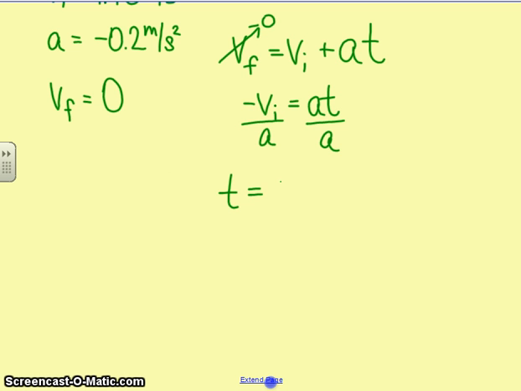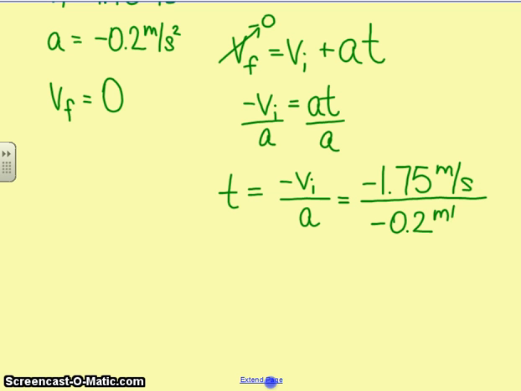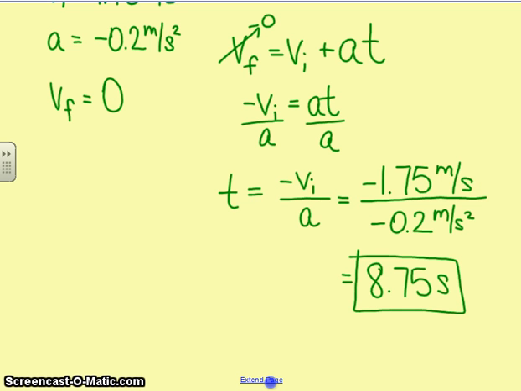So I get that time is negative V initial divided by acceleration, or a negative 1.75 meters per second, divided by negative 0.2 meters per second squared. Plugging that number into my calculator, I get a time of 8.75 seconds. That is a pretty reasonable time for her to start going up a hill and then start rolling back down. So I boxed that answer since it's reasonable. And now I will go ahead and move on to the next problem.